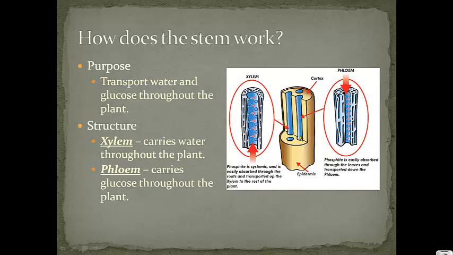And the phloem is meant to carry sugars throughout the plant. So the sugars, when they're made inside of the leaves, come through the leaves into the stem, and they go in the phloem, and they travel up and down the plant through the phloem. So the xylem is for water, and the phloem is for carrying glucose or sugars.